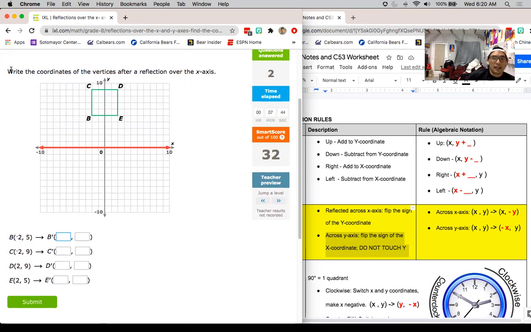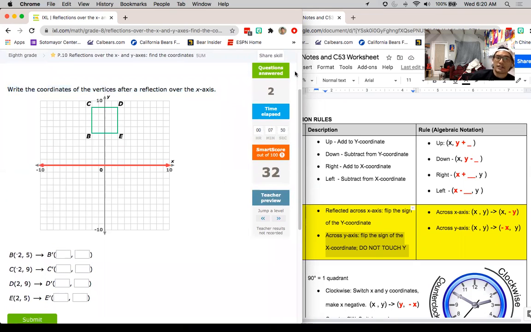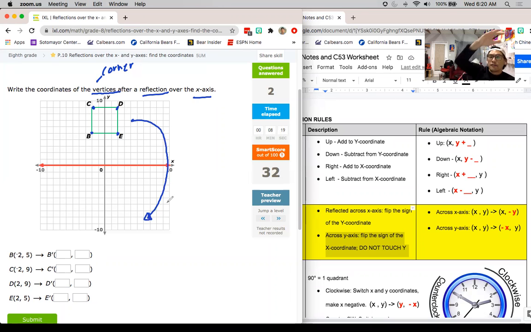If I look at the question, it says write the coordinates of the vertices after reflection across the x-axis. And I want to highlight a few things. The word vertices means corner. So each of these corners, C, D, B, and E, those are the vertices. We're going to reflect over the x-axis. This is telling you exactly what's going to happen. This whole box is going to flip across the red line. That is your axis, or line of reflection.